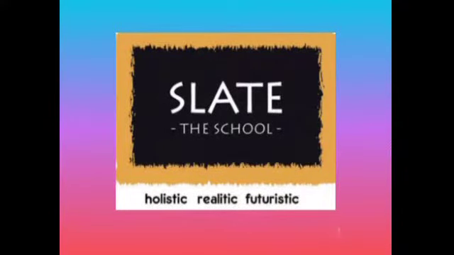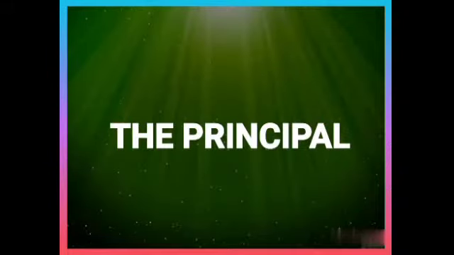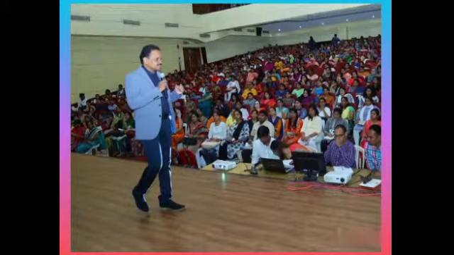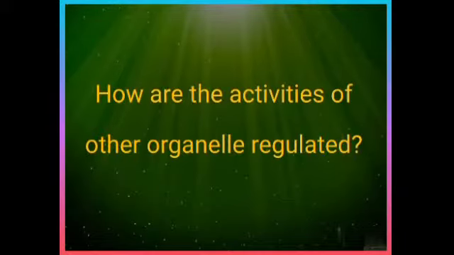Hello, Slaters. Who is the head of a school? The principal. Children, just like every team requires a leader, every cell requires a boss to govern its activities. Any idea which organelle takes up the designation of the controlling unit of the cell? And how are the activities of other organelles regulated?